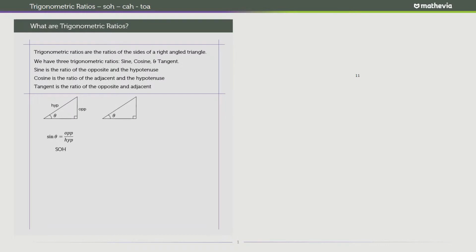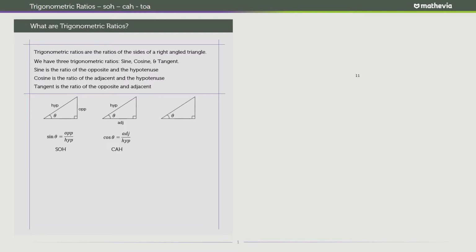Now similarly, we have cosine. Okay, so I said we have three of them: sine, cosine, and tangent. Now for cosine, you're working with the adjacent and the hypotenuse. Okay, just look at what we have there. We have CAH, so cosine equals adjacent over hypotenuse. So cos of theta equals adjacent over hypotenuse, and this is where we have CAH, C-A-H.